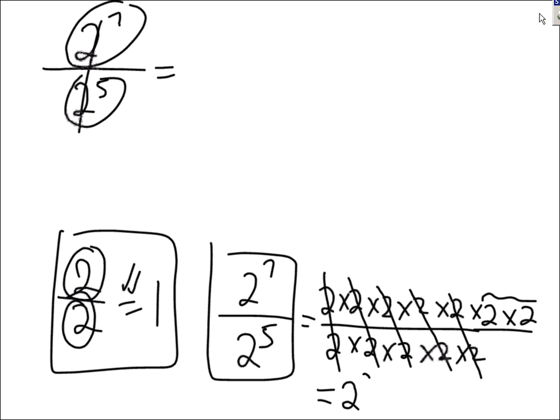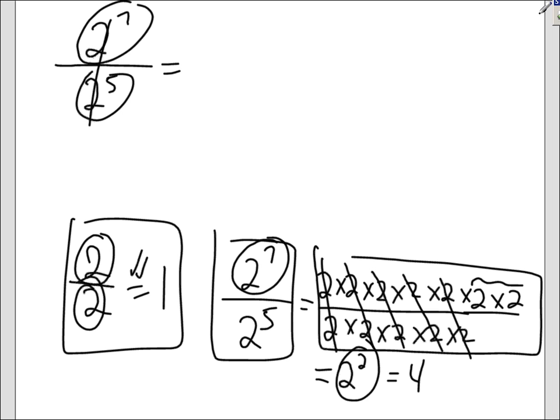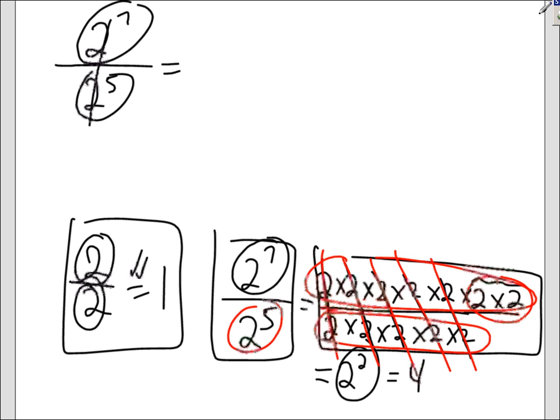That is, it's 2 squared, which happens to be 4. I'm more concerned about the 2 squared. How could we have known that sooner without doing all of this? Well, if you picture 7 2's on the top, and if you picture 5 on the bottom, you say, you know what, 7 is 5 plus 2 more. The first 5 will cancel out, and you'll have 2 more.